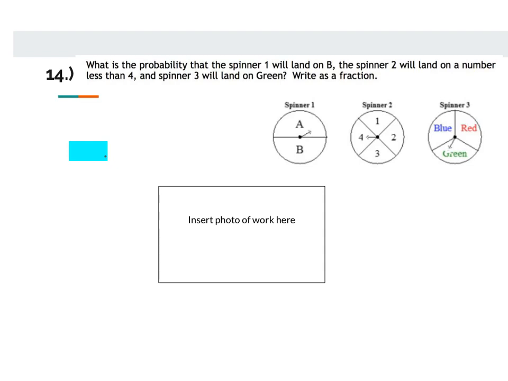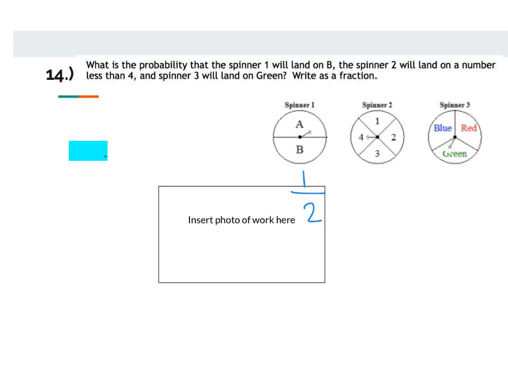Okay, what is the probability that spinner 1 will land on B, spinner 2 will land on a number less than 4, and spinner 3 will land on a green? And it says to write it as a fraction. So let's take a look at spinner 1. What's the chance that it will land on a B? Well, there is 1 favorable outcome out of 2 possible outcomes for spinner 1.